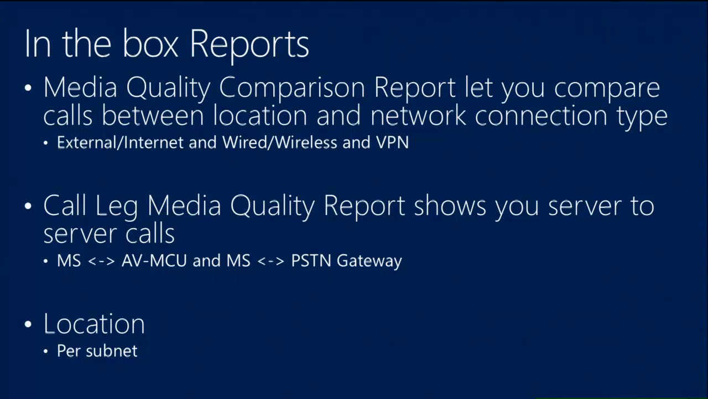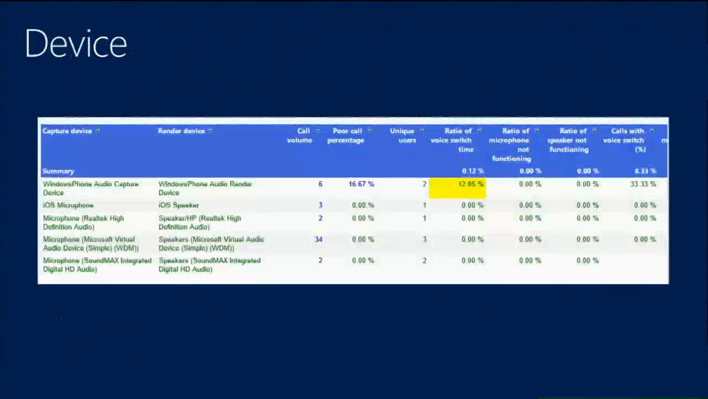And then we have the location report, which is a new one in 2013, where you can see all this per subnet. So you might find out that you have a specific subnet where all users on that subnet get bad quality. So how do those reports look?